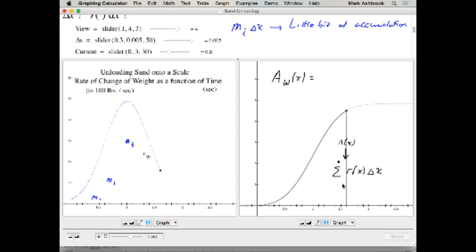So the A_w function, its basic rule is this. So we know it's a lot longer and more complicated than that, but that's it in a nutshell, summing up bits of change. Okay, but then when those intervals get small enough, we can write this a different way.